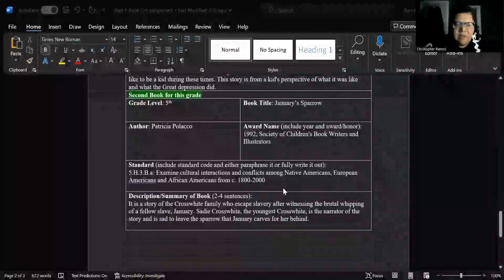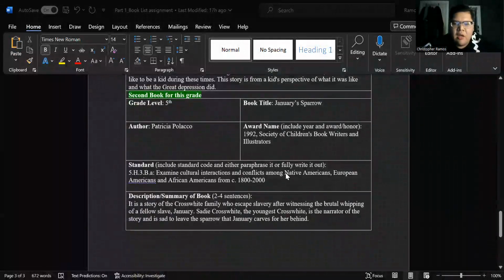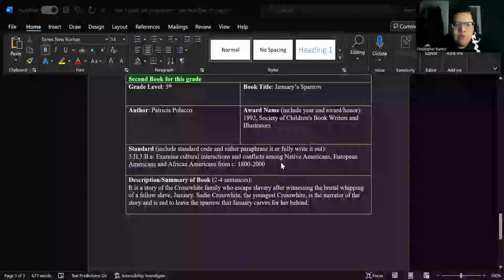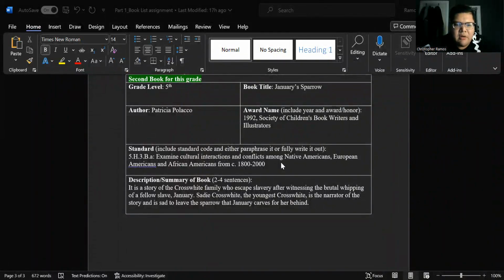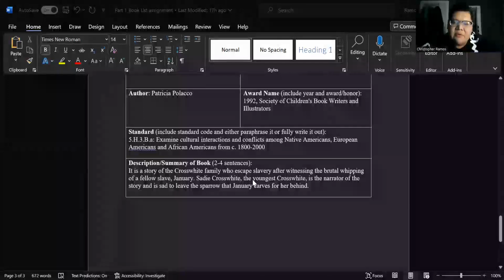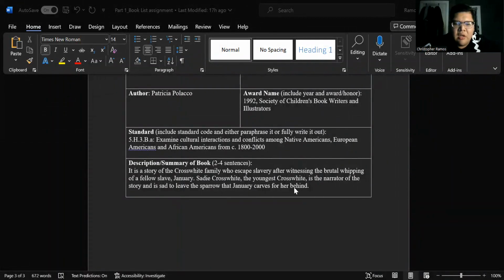The last book for fifth grade was January Sparrow, by Patricia Polacco, and the standard was examine cultural interactions and conflicts among Native Americans, European Americans, and African Americans from c. 1800 to 2000. This story is about the Crosswhite family who escaped slavery after witnessing the brutal whipping of a fellow slave. Sadie Crosswhite, the youngest Crosswhite, is the narrator of the story and is sad to leave the sparrow behind.